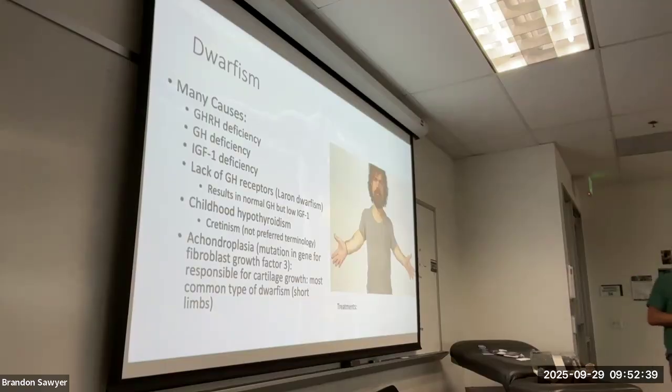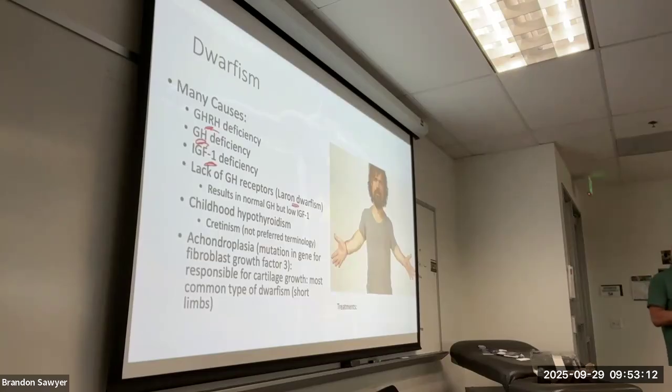But yeah, this can have lots of different causes. There's no one singular cause for all forms of dwarfism; there are lots of different forms of it. It could be a deficiency of the hypothalamic hormone GHRH, a deficiency of growth hormone itself, IGF-1 deficiency, or a lack of growth hormone receptors, which is a lot harder to treat. It's not really very treatable. That's what leads to Laron dwarfism, which is one of the more common types.